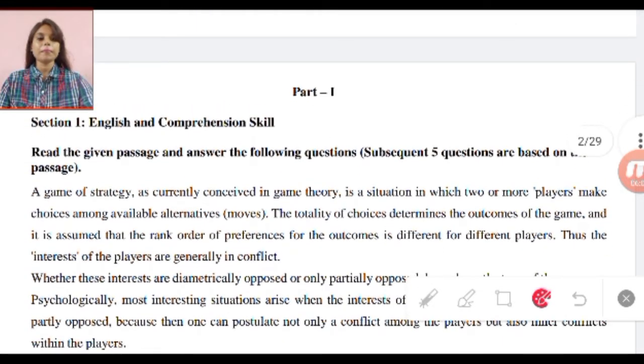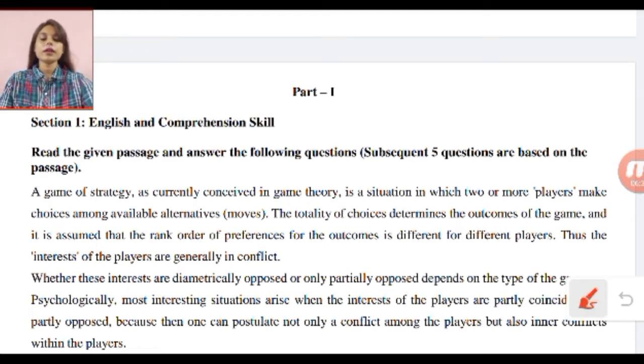Here you have a passage, so let us discuss about the passage. Starting with this comprehension, please do follow. Here as you can follow, you see a game of strategy as currently conceived in game theory is a situation in which 2 or more players make choices among available alternatives or moves. So they are talking about some strategies of games and game theories, where they are talking about players making choices and all right.